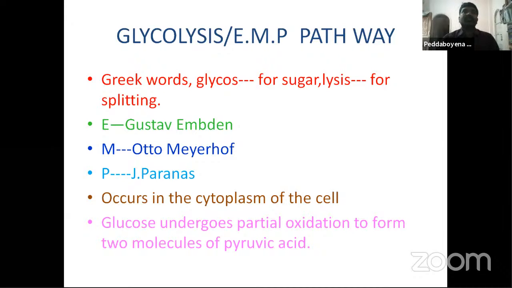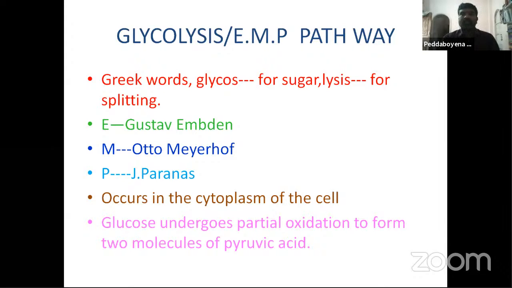Sometimes we don't ask about glycolysis; we ask, what is the EMP pathway? EMP pathway means the scientists Embden, Meyerhof and Parnas did the work on glycolysis, hence the pathway is named the EMP pathway. So glycolysis means the important point is that glucose undergoes partial oxidation to form two molecules of pyruvic acid.